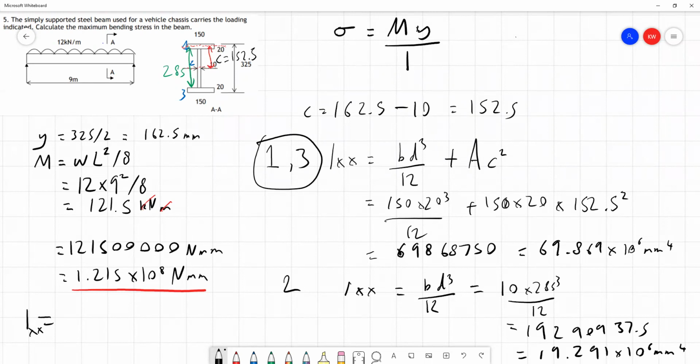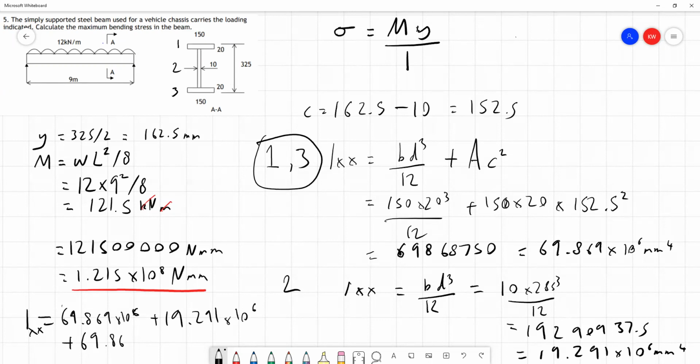So going back to look at our I-beam, I'll rub out all these markings so that we can have a better look. Our I-beam consists of rectangle 1, the top flange, rectangle 2, the middle beam, and rectangle 3, the bottom flange. So we add all three of these values together to get the total second moment of area about the x-axis for the beam. We've got 69.869 times 10 to the 6 for rectangle 1, 19.291 times 10 to the 6 for rectangle 2, and the same as the first one, 69.869 times 10 to the 6 for rectangle 3. If we add them together, we get 159.029 times 10 to the 6 millimeters to the power 4.